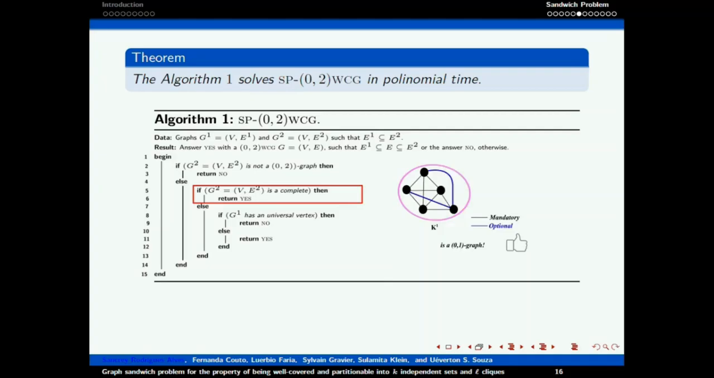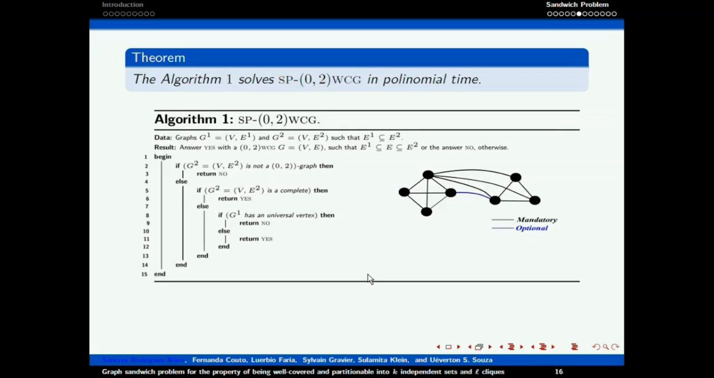In the third example, the algorithm checks whether the instance admits a 0-2 partition. If positive, it checks if G2 is complete. If G2 is not complete, it checks if G1 has a universal vertex. If G1 has a universal vertex, the algorithm returns no. In the fourth and last example, we note that the instance admits a 0-2 partition, that G2 is not a complete graph, and G1 does not have a universal vertex. So it returns yes, and then we complete one space in the table.